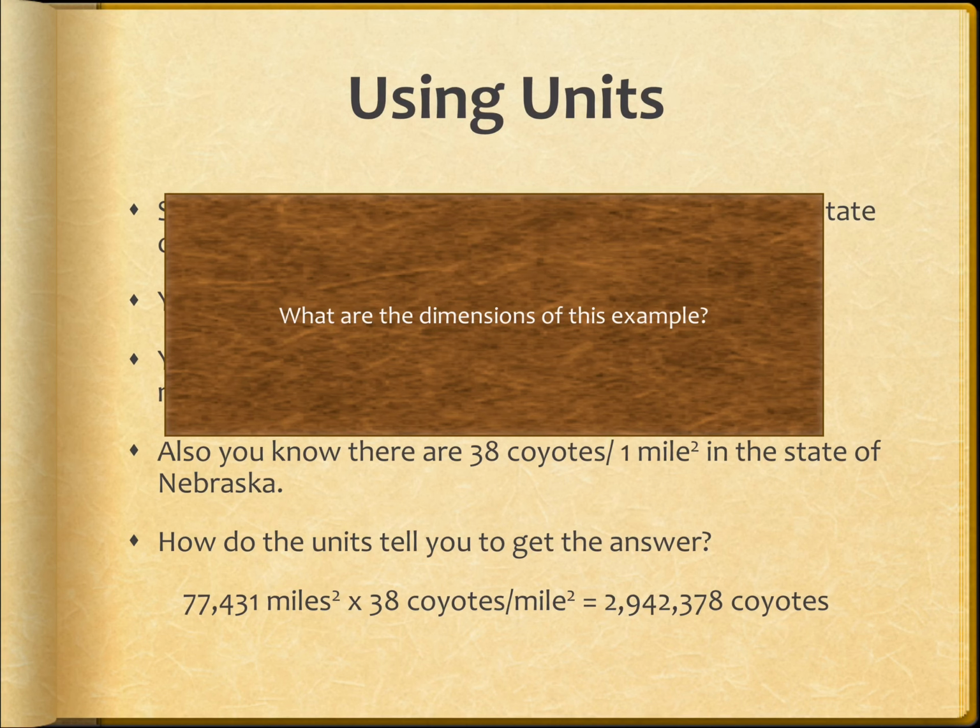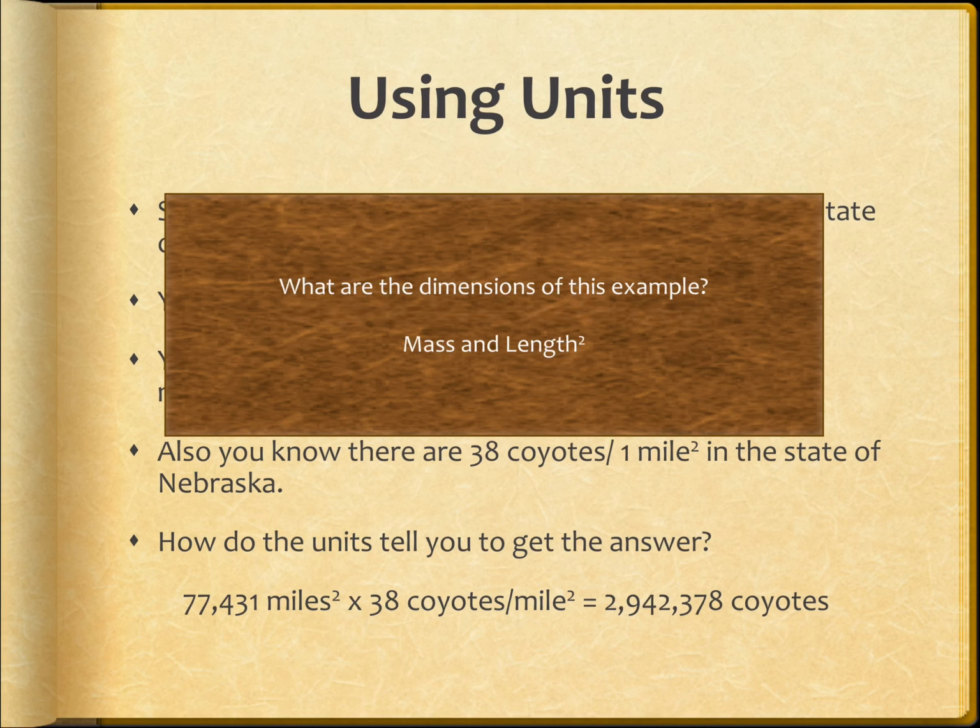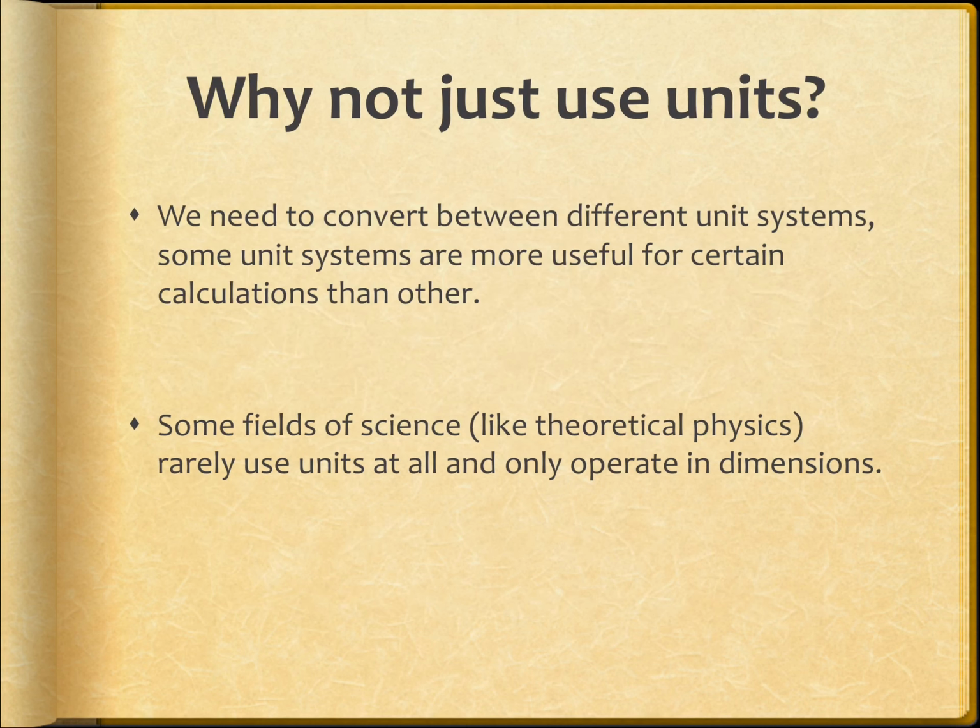So again, what are the dimensions of this example? We have square miles and we have coyotes. What are those dimensions of? And the answer is that coyotes, essentially we're looking at mass here, we're looking at how big they are, right? So the mass represents the coyotes, and then length squared represents the miles squared.